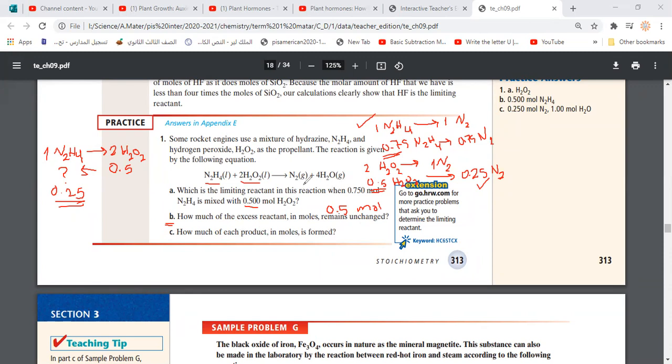So like this, he also asked how much of each product in moles is formed: how many mole of nitrogen will be produced, and how many mole of water will be produced. Actually, we find how many mole of nitrogen will be produced. So why do we choose this? Because we're working on the limiting reactant. The available hydrogen peroxide will produce just about 0.25 mole of nitrogen. I can't use the other because it is the excess amount, which means it will not completely react. What will completely react is 0.5 mole of hydrogen peroxide. So the amount of nitrogen produced is 0.25 mole. Yes, guys, do you understand this part?